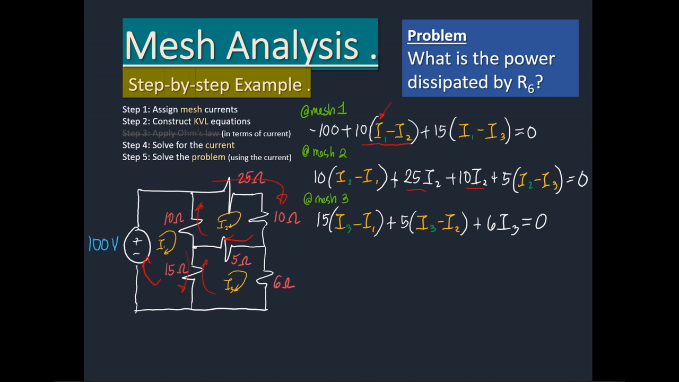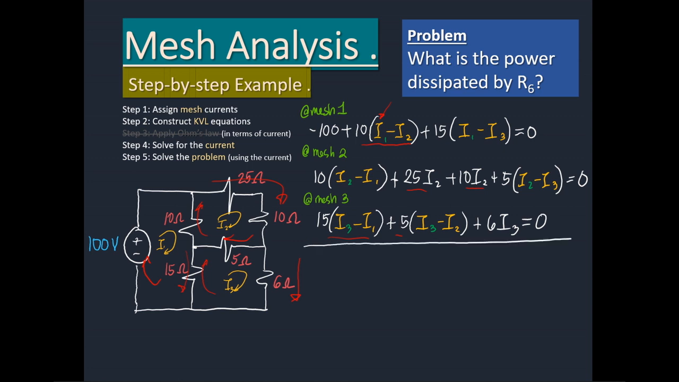Now we have mesh 3. Mesh 3 enters 15 ohms, but I1 is opposing I3, so that's negative I1. Then we have plus 5 here: I3 is positive, and I2 is opposing, so that's negative. And then plus 6 ohms, because only I3 enters that direction. That's our third equation.